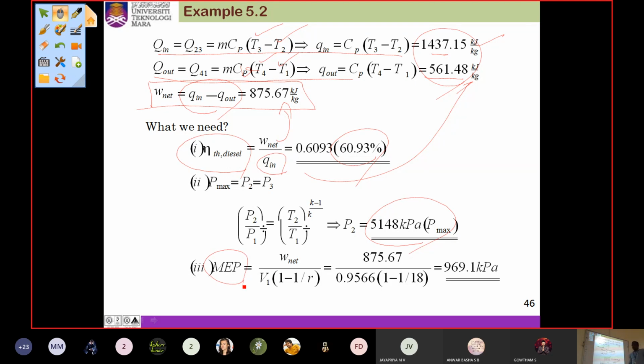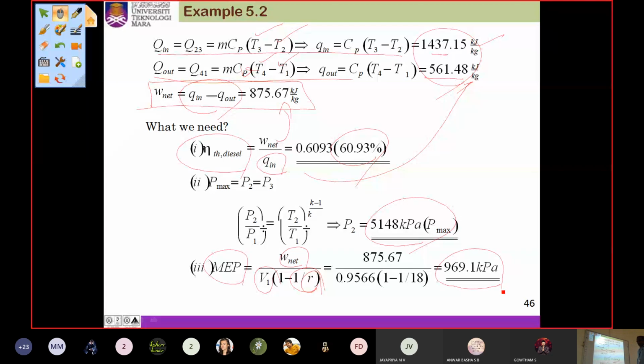The formula you know, that is W net by V1 into (1 minus 1 by r). So we know the values: W net we know, V1 we know, then r value we know. So if you substitute, we can get the MEP value as 969 kilopascal. So by this way we can calculate the problem for a diesel cycle.